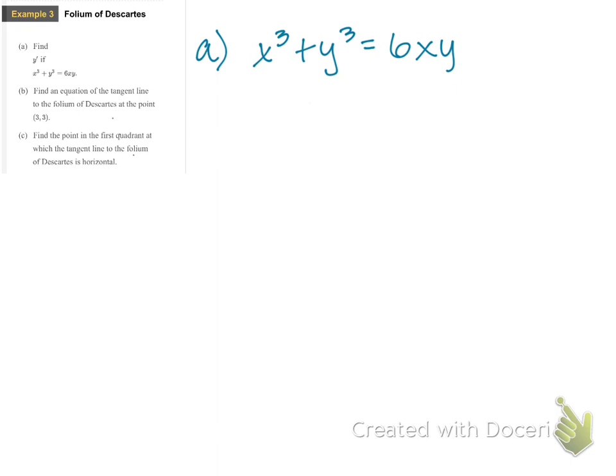Cool beans? Okay, so the derivative of x cubed, we're going to have 3x squared plus 3y squared times y prime. 3y squared y prime. Equal to, on the far right side, this is a product. This is a product. Can you tell? So we're going to have 6.